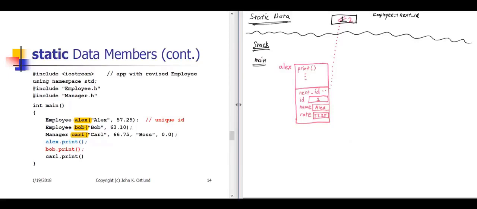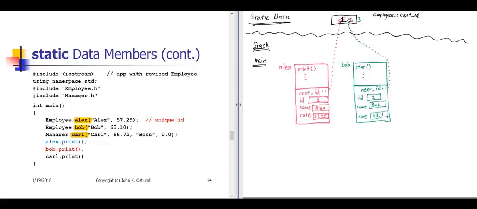The second thing that happens in main is that Bob is created. The object Bob, with its data members, is created on the stack. NextID is not within the object Bob, but that name nextID for the static data member is available for member functions to use for Bob. The const int ID is initialized with 2, and then notice that employee::nextID is incremented to 3. Name is initialized to Bob, rate is initialized to 63.1.